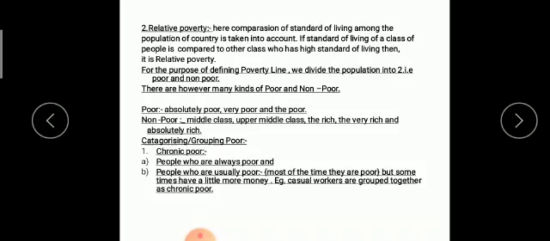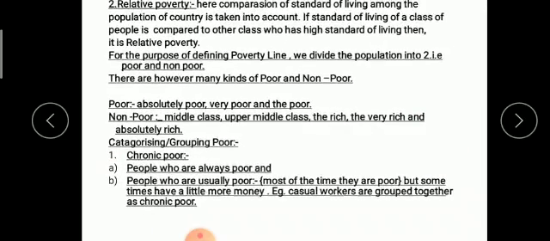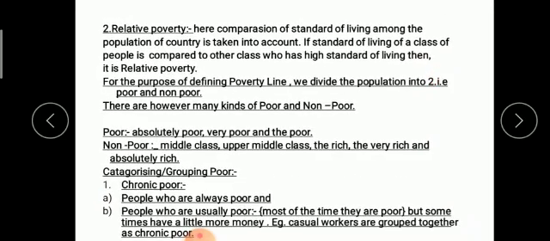Then the second one, take the screenshot. Relative poverty. We have seen absolute poverty, where a person is not able to meet even the minimum requirements of life. In relative poverty, the comparison of standard of living among the population of a country is taken into account. If the standard of living of a class of people is compared to another class who has a high standard of living, then it is relative poverty.